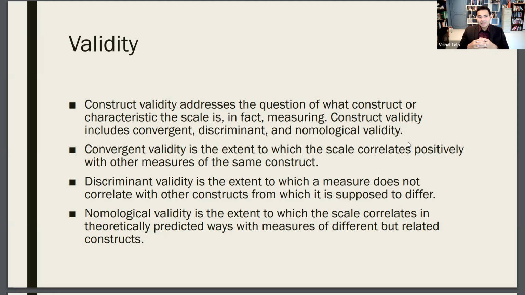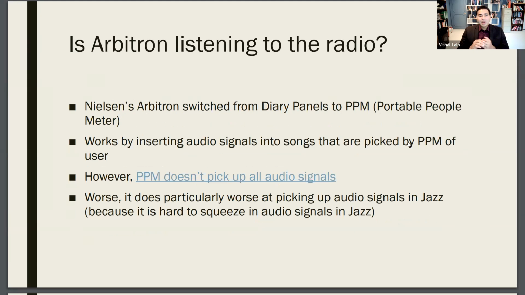Convergent validity is a measure of the extent to which the scale is related to other measures of the same construct. Discriminant validity is a measure of the extent to which the scale differs from other scales that it's not supposed to be related to. And nomological validity is a measure of how well the scale correlates with other measures of different but related constructs. Okay. Let me wrap up this section then with an example.